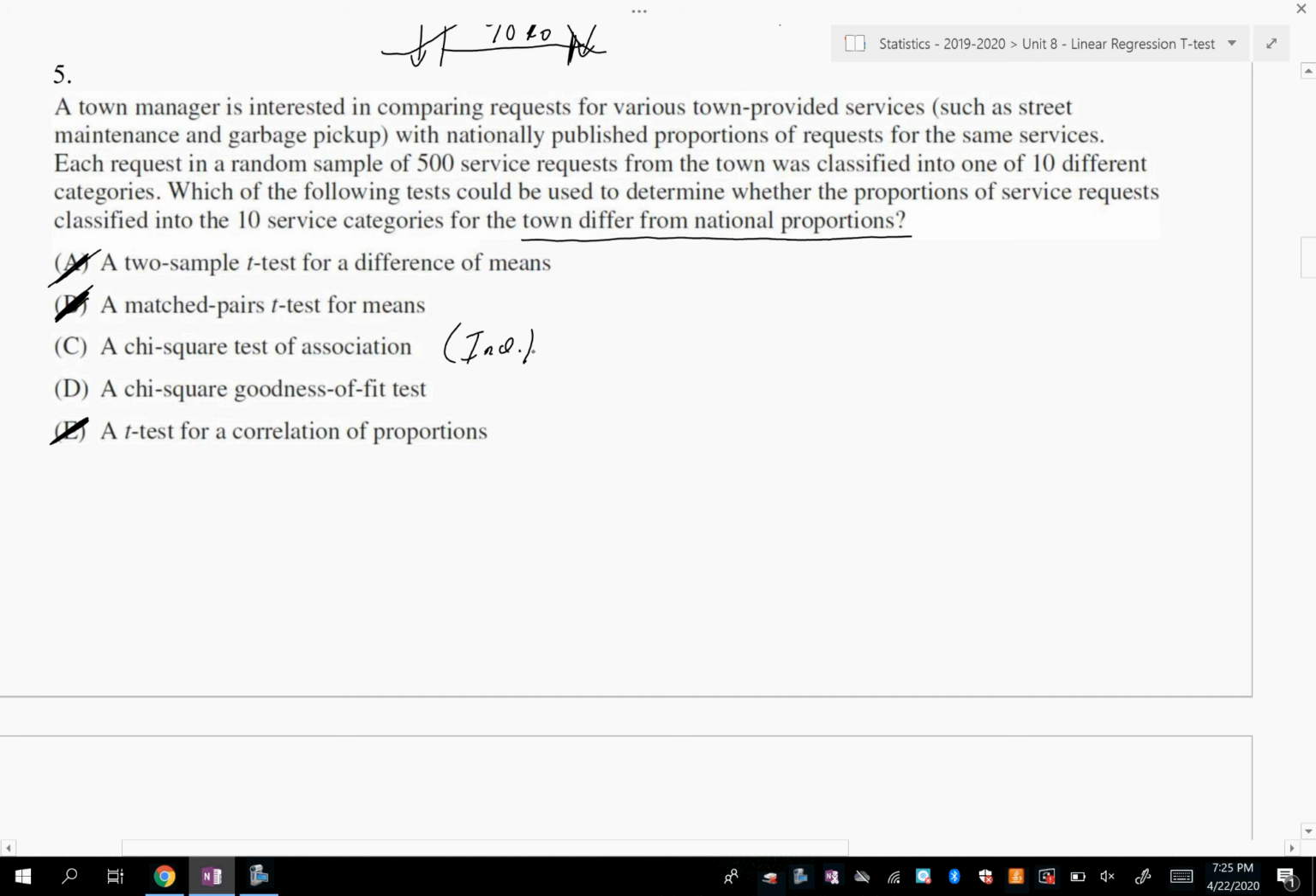Or is it a goodness of fit? Now, if it was independence, it would say something about whether you think there is an association or a relationship, or it might even use the word independence. It doesn't say anything about that. It's literally just asking, do we think the proportions that we get back in our service requests are going to be the same or different from the national proportions? So basically, do they fit what it would look like for the nation? So that means this is going to be a goodness of fit test.